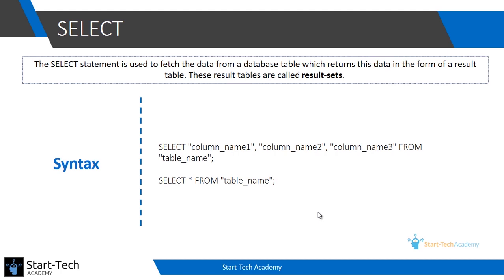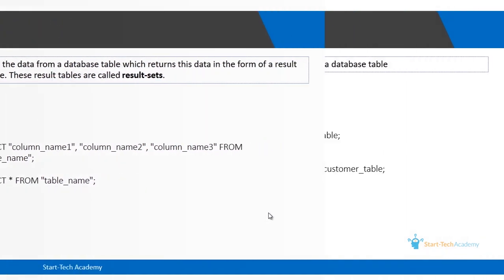We write select, then mention the columns that we want to retrieve, then comes the keyword from, and then we mention the table name. If we want to get all the columns and do not want to specify any particular column or columns, we will use a wildcard. Wildcard is a special symbol. Wildcard for selecting all columns is an asterisk sign. So if we write select asterisk from table name, it will give us all the columns of that particular table. Let us look at the examples.